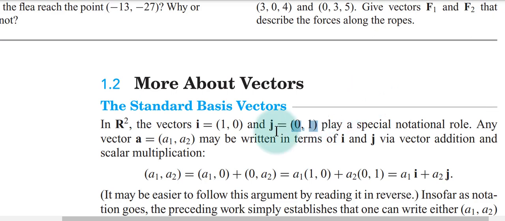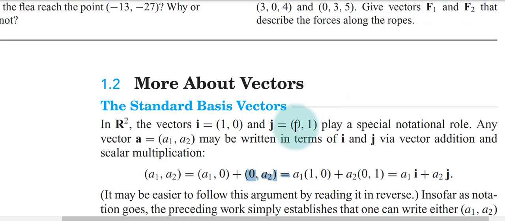One reason that they're special is that suppose we take any arbitrary vector, like (a1, a2). Because of the way vector addition works, I can write it as the vector (a1, 0) plus the vector (0, a2). Of course, when we add these two together, a1 plus 0 gives me a1, and 0 plus a2 gives me a2. So I can split this up like this.